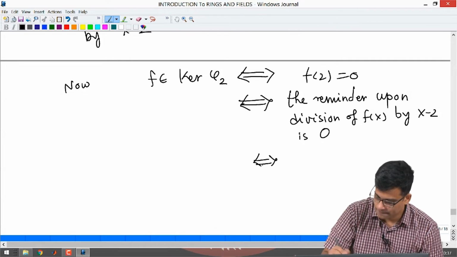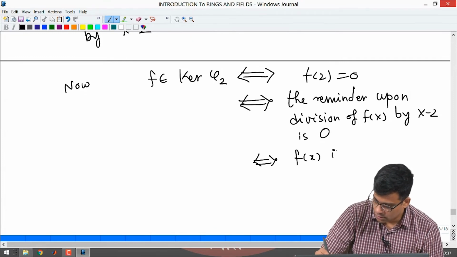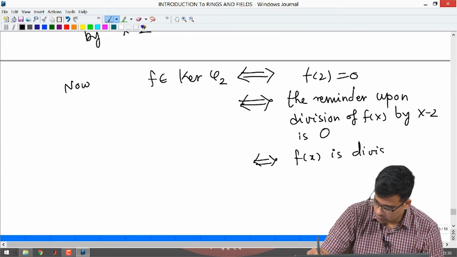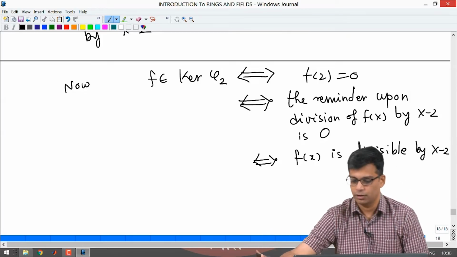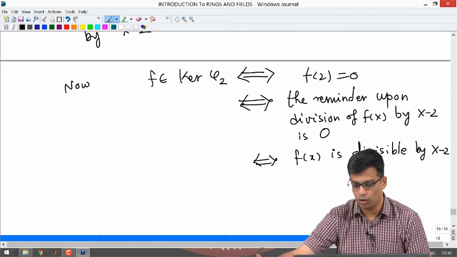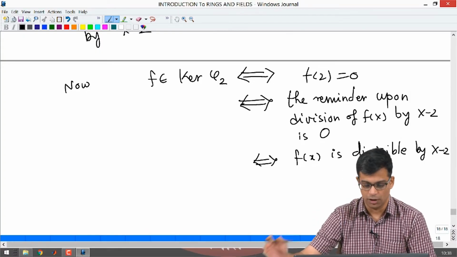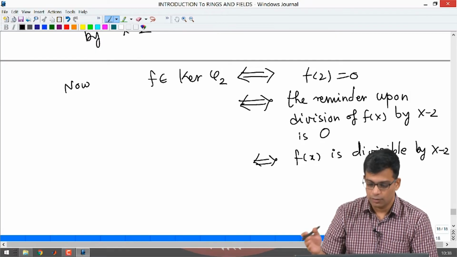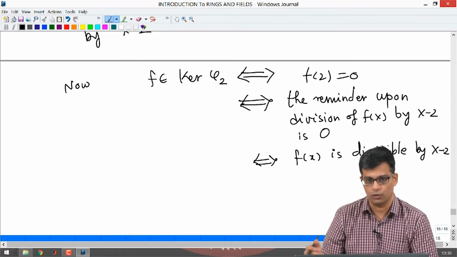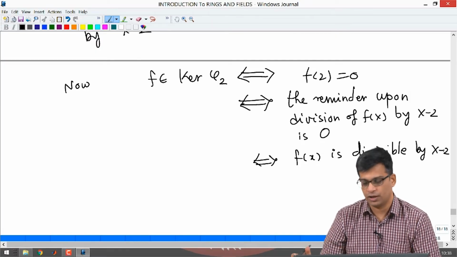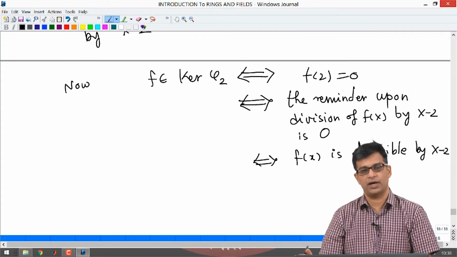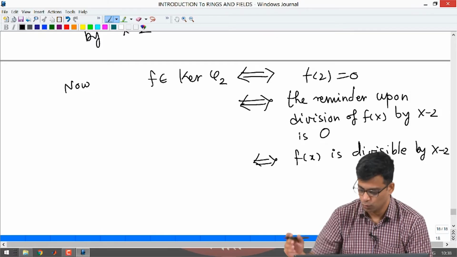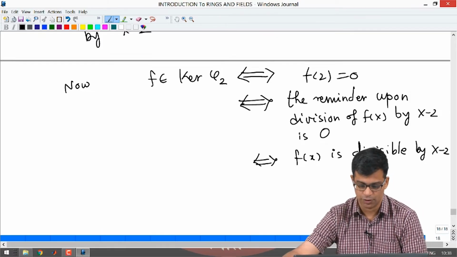That means f(x) is divisible by x minus 2, right, that is what we say. When the remainder is 0, we say that it is divisible. For example, when you divide 4 by 2, the remainder is 0. So, we say 4 is divisible by 2. On the other hand, when you divide 5 by 2, the remainder is 1. So, we say 5 is not divisible by 2. So, f(x) is divisible by x minus 2.